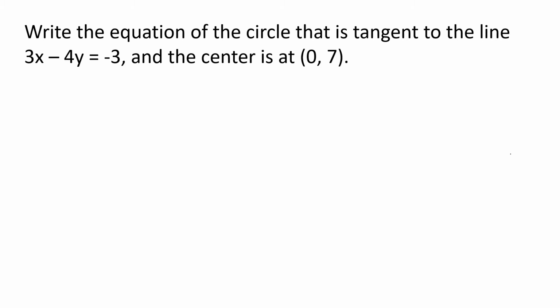Let us have this problem. Write the equation of the circle that is tangent to the line 3x minus 4y equals negative 3 and the center is at (0, 7).